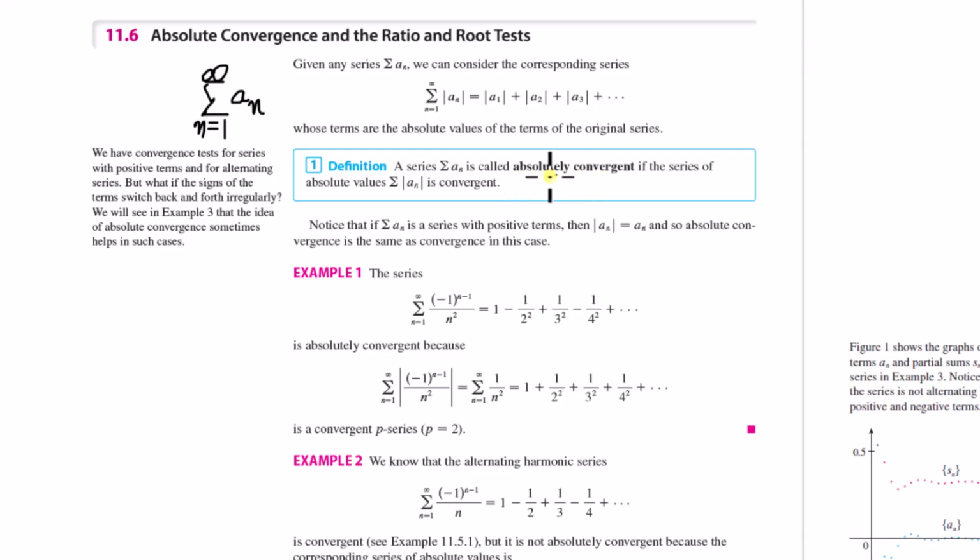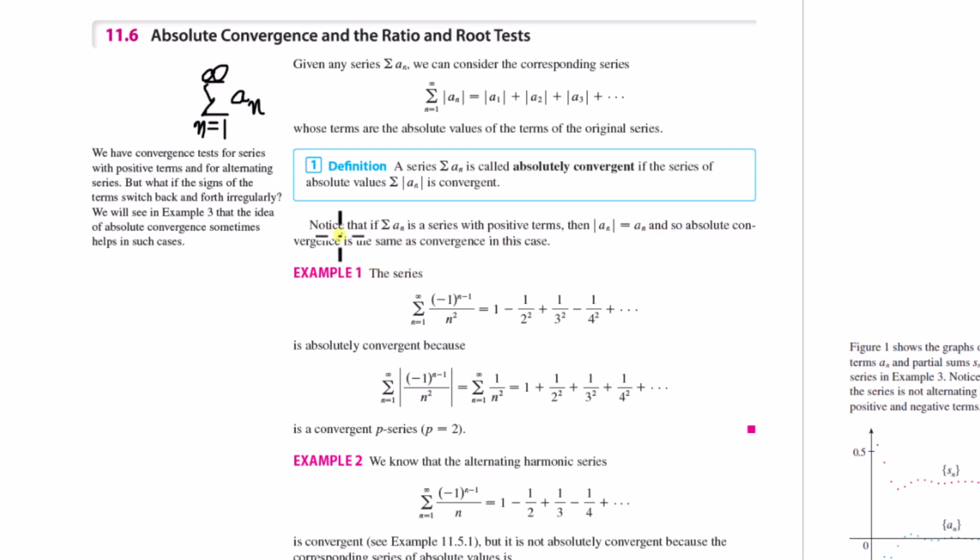Again, this doesn't mean anything to us at the moment. This is just a definition. We call a series that satisfies this criteria absolutely convergent. It says, notice that if the series is a series with positive terms, then the absolute value of a sub n is equal to a sub n, and so the series itself is convergent.